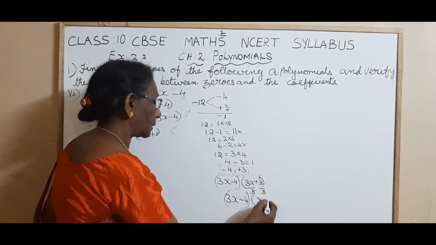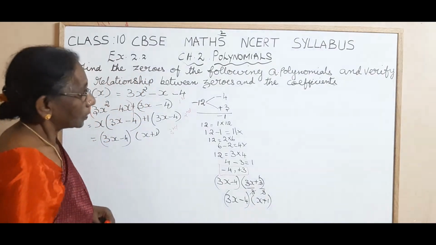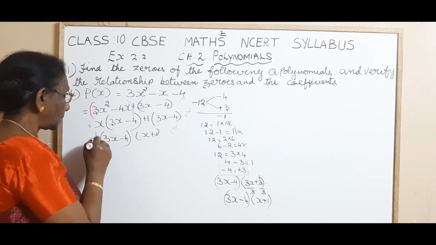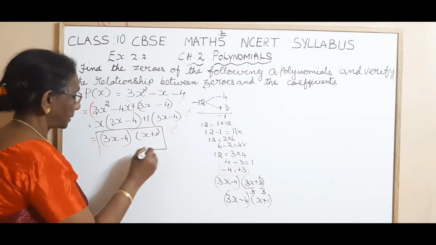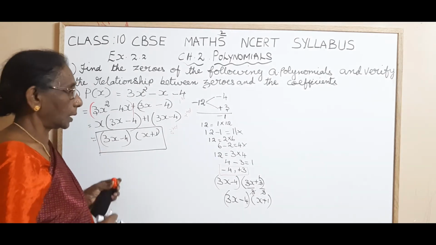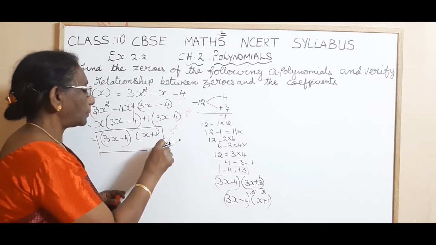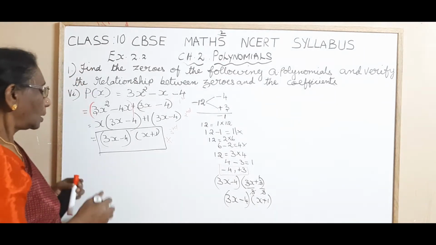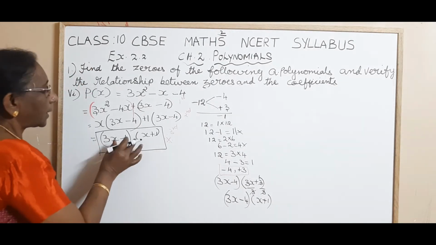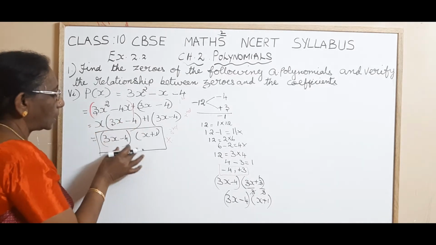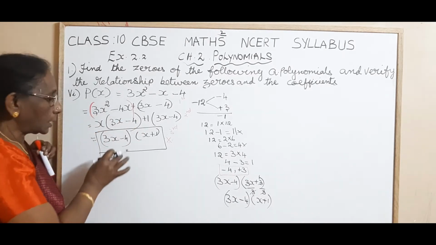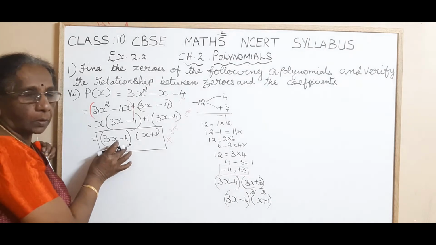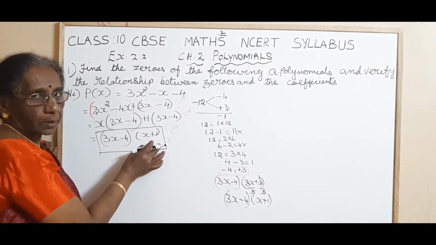into x plus 1. Okay, so this step is very important. As I told earlier, this step is very important. After writing this step, you can write the zeros. So to find the zeros of this polynomial, what should we do? Either this linear factor should be equal to 0 or this should be equal to 0.